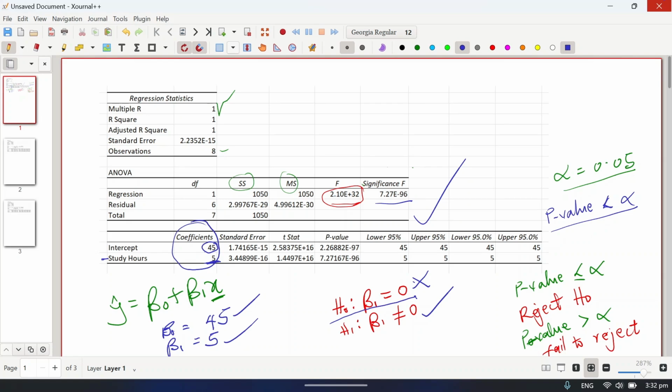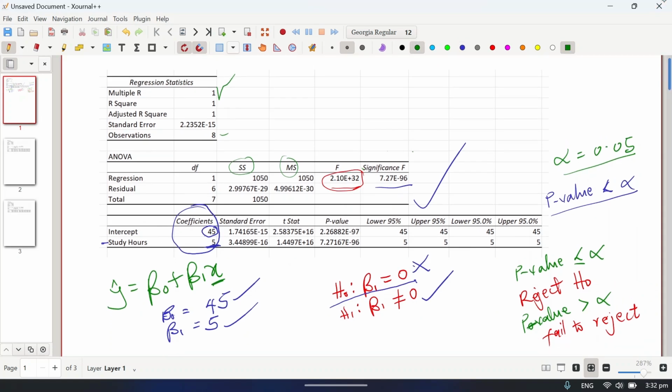So our new regression equation is going to be: y will be equal to beta naught, which is 45, plus beta 1, which is 5, times x. So that's what we have. And that was the equation that we had when we drew the chart.